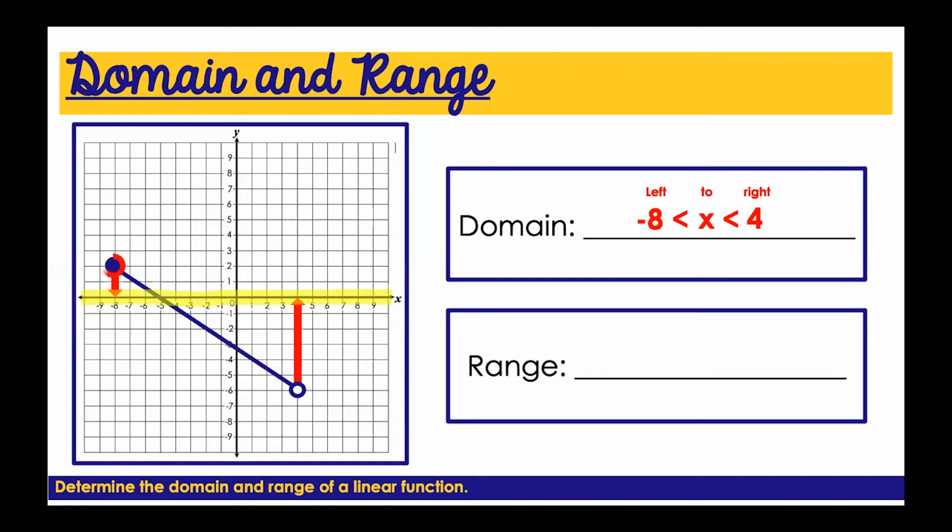However, look at that endpoint. That endpoint is shaded. So when it's shaded, we say that it can equal that number. It can be equal to exactly -8. So that means that that inequality symbol should be underlined. So in this case, we're looking at all real numbers greater than or equal to -8 and just less than 4.